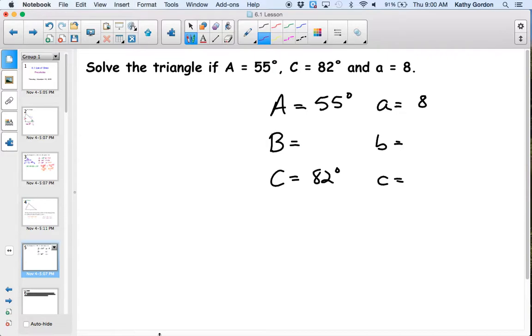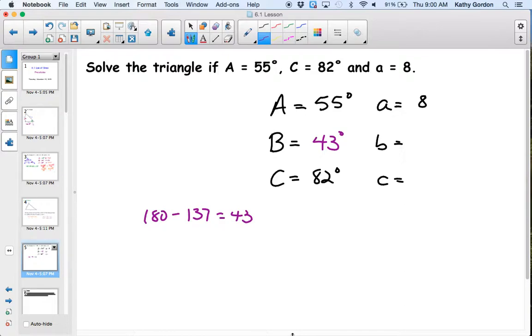Okay, think you got them? Alright, Bahar, what'd you find first? I found angle B first. Okay, and how'd you do it? I just added 55 and 82 and subtracted it from 180. So 55 and 82 gives us 137, and when you subtract them, you get 43. Alright, so angle B is 43 degrees.